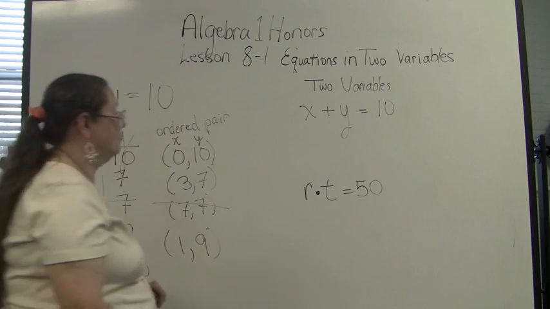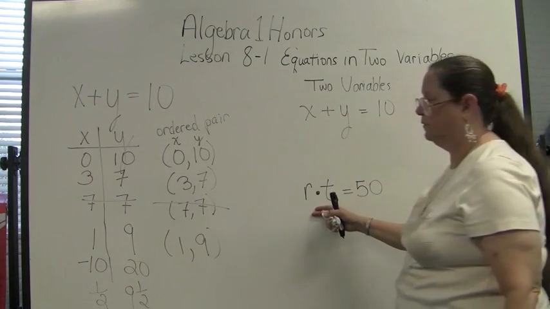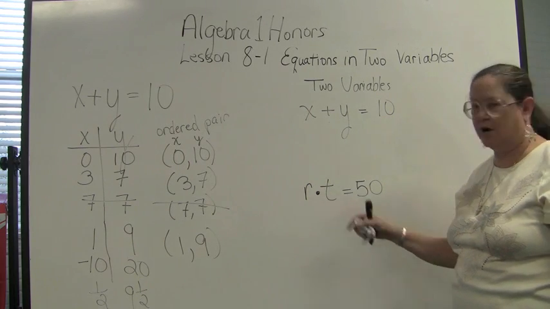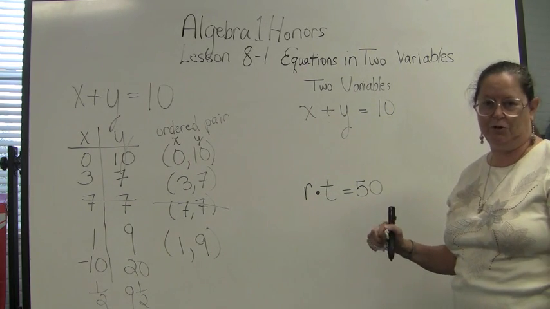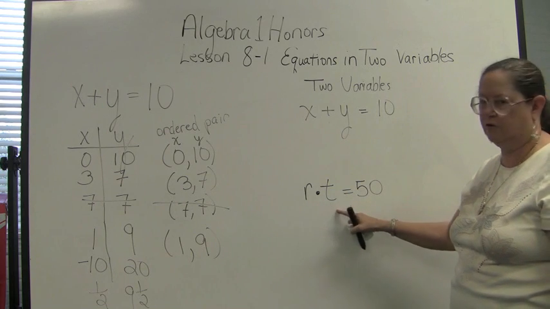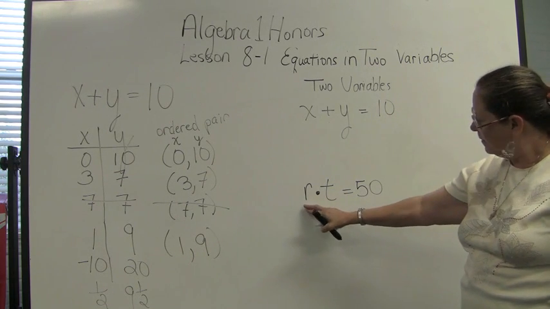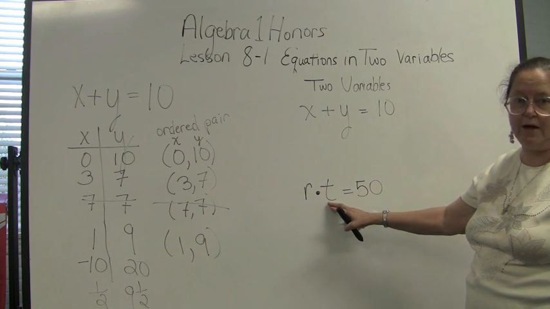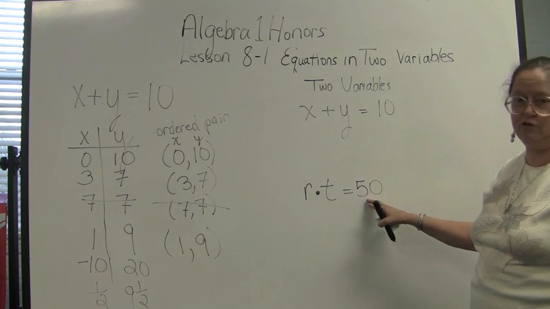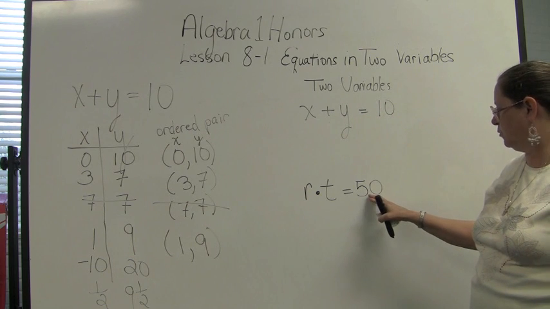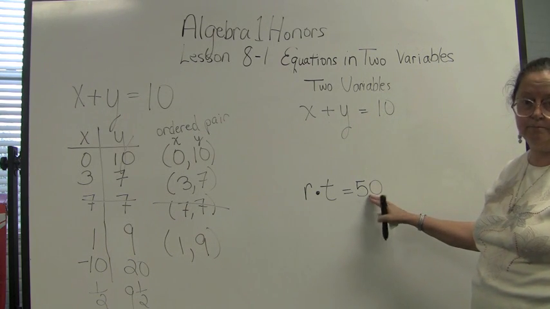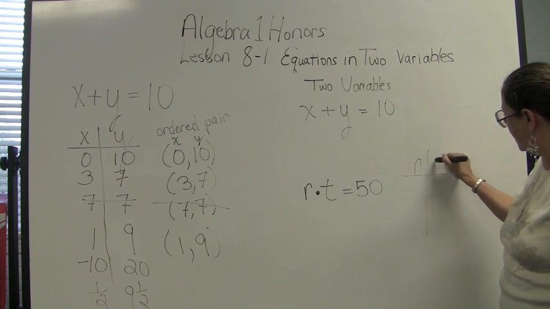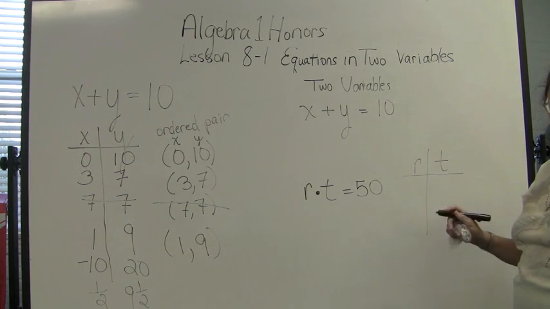Okay? Now, here's another example of an equation that has two variables. And this is a very common one, and when you start driving, which you will in high school, this one will be near and dear to your heart. The speed that you go, or the rate, times the time that you go that speed, gives you the distance that you traveled. So let's say that we're 50 miles away from Walmart, and we want to find values for R and T that make that equation true.